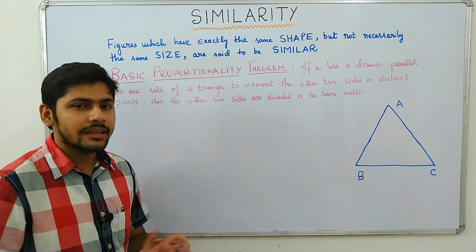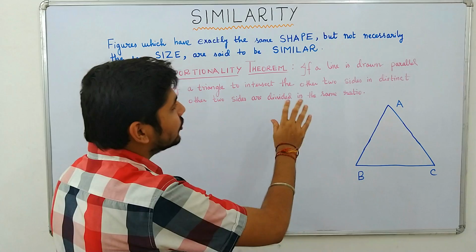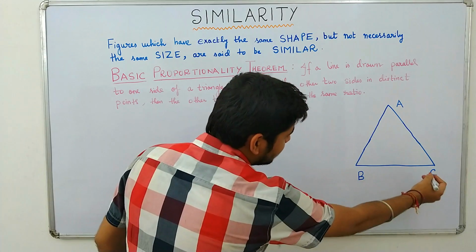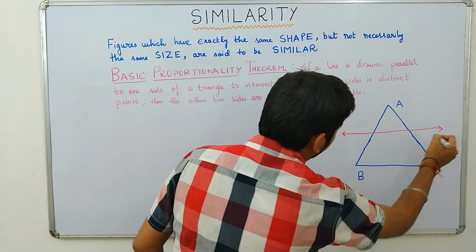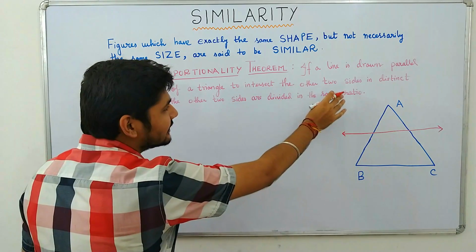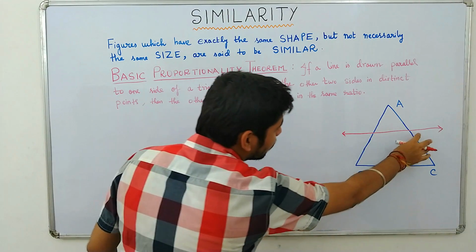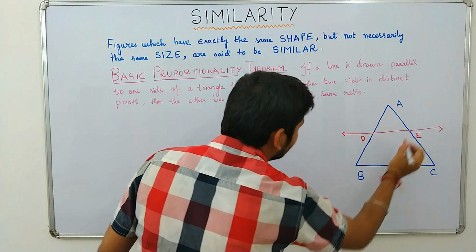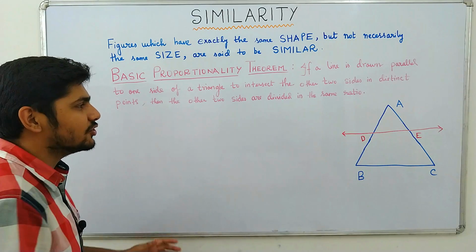What does that mean? Imagine that you have a triangle ABC and you have a line drawn parallel to one side of the triangle. Say I have taken the side BC and I am drawing a line parallel to BC. Okay, and the line intersects the other two sides in distinct points. We have two distinct points, one over here, one over here. Let's call this D and let's call this E. Then the other two sides are divided in the same ratio.